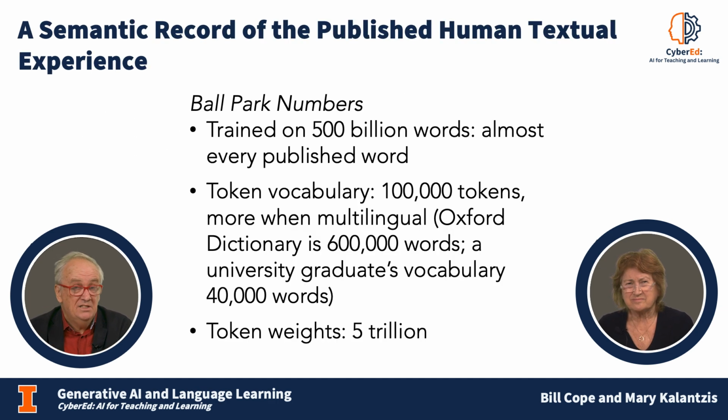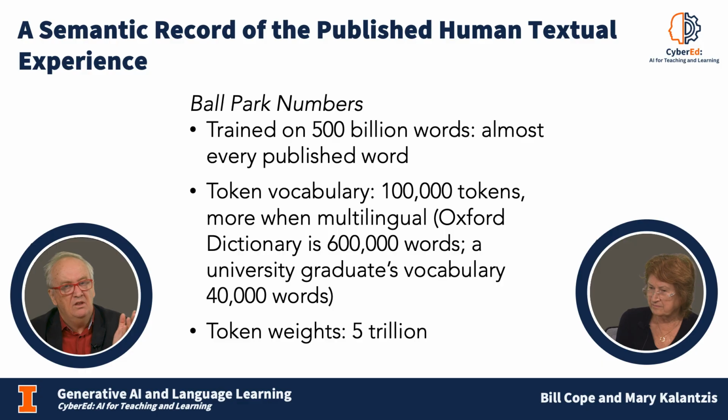Now, this is what it ends up looking like in terms of language, and we've said here ballpark numbers. In fact, it varies from one model to the other, but typically they might be trained on 500 billion words, which is everything you can scrape from the internet, basically almost every published word. And the vocabulary it finds there is probably something like 100,000 tokens. By comparison, the Oxford Dictionary has 600,000 words, and a university graduate will speak about 40,000 words.